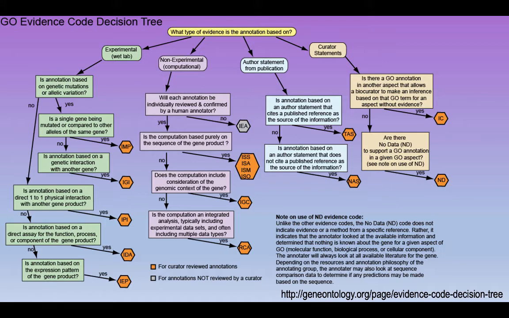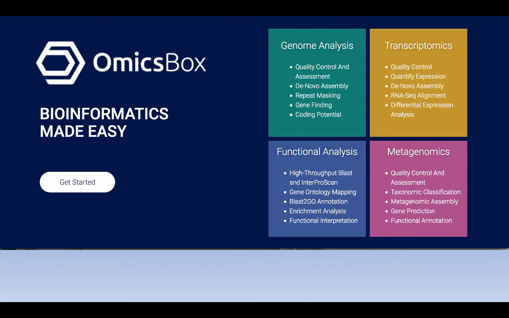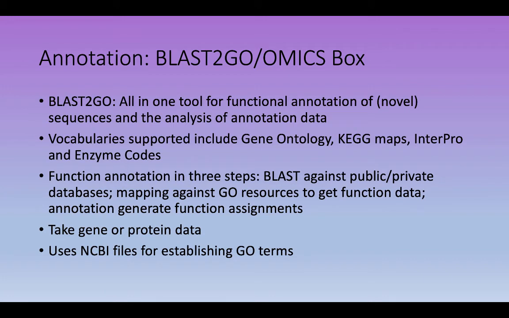There are systems in place for ranking these different evidence codes for which ones people think are the most reliable. A good tool for annotating things in general, I think, is a tool called OmicsBox. It's one of the ones I like. There's a bunch of them out there for using the Gene Ontology. DAVID is another really popular one. But I like OmicsBox. It used to be known as Blast2GO. What I like about it is that it takes all these different annotation tools and brings them all together in one place: Gene Ontology, KEGG maps, InterPro, enzyme codes.